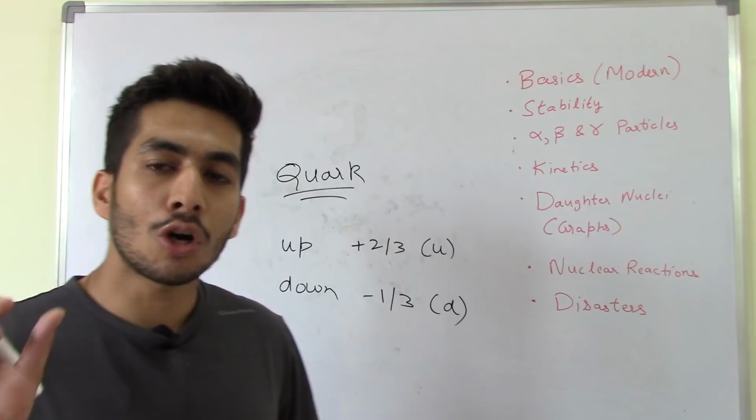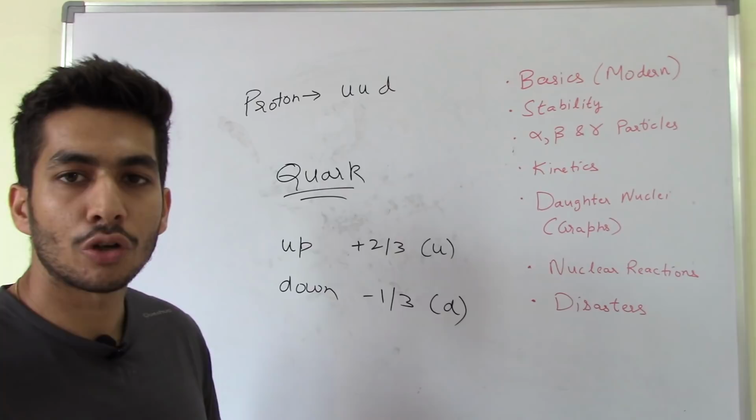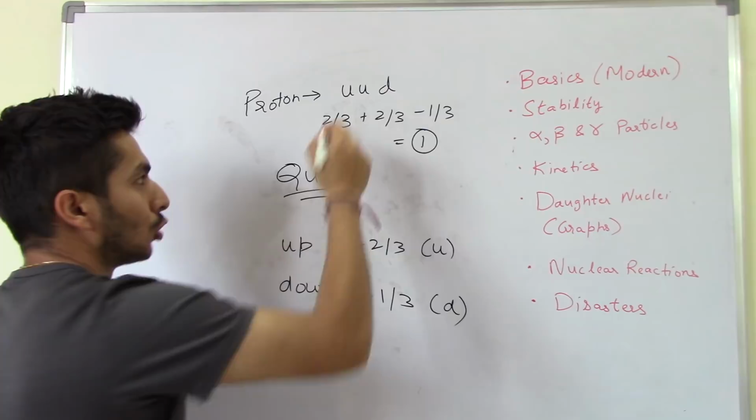So if I talk about a proton, the proton consists of two up quarks and one down quark. Now all of you know that the charge on a proton is plus 1. So if there are two up quarks, we have 2/3 plus 2/3, and one down quark, that is minus 1/3. So the total comes out to be equal to 1. So a proton comprises two up quarks and one down quark, okay?